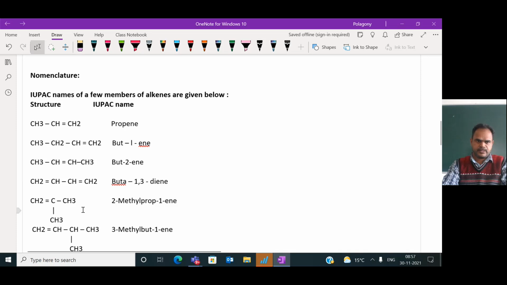Another one is CH2=C(CH3)CH3. This compound also has how many carbons? 4, but the double bond is 1. The main parent chain consists of 3 carbons and the branch is 1 carbon, so the name is 2-methylprop-1-ene.